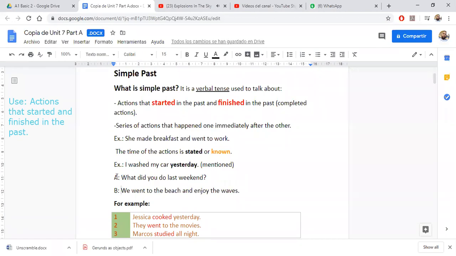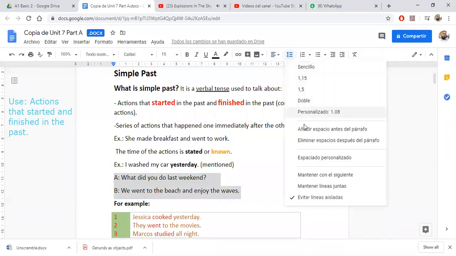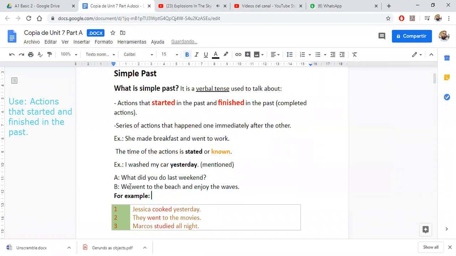And this person says, hey, I don't want to have spaces between them. Can I eliminate that? Yes. So, what did you do last weekend? We went to the beach and enjoyed the waves. Okay, let's change this because you might be confused. And ate shrimps. We went to the beach and ate shrimps.